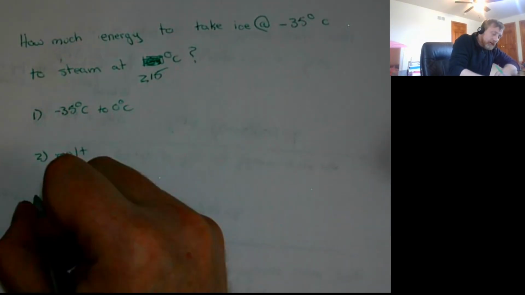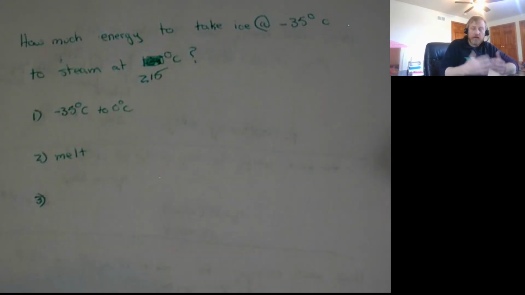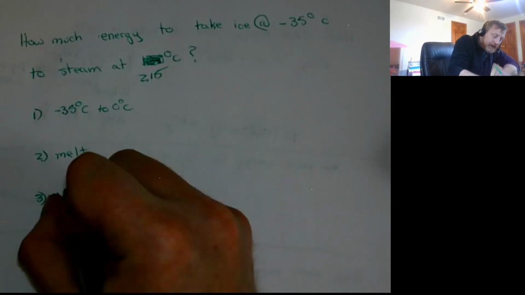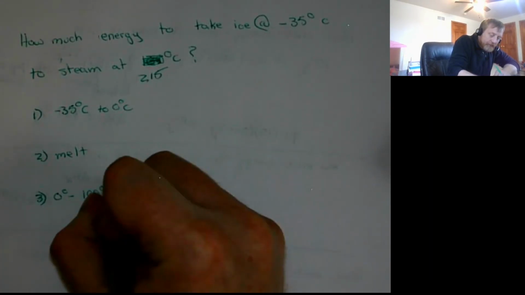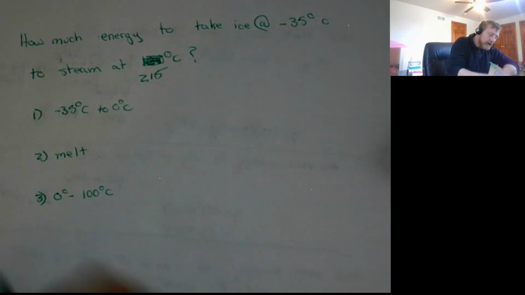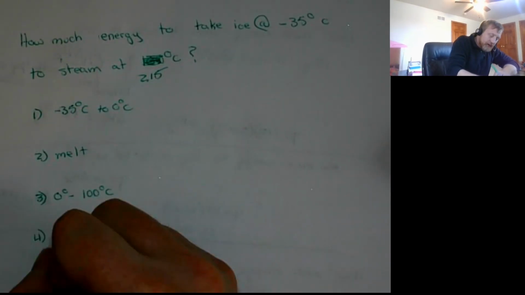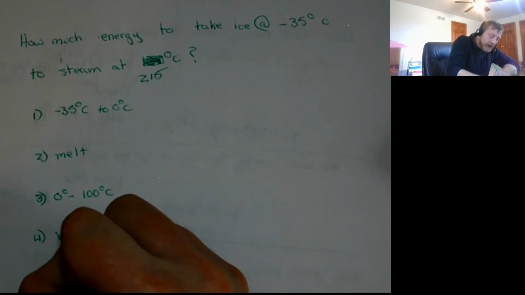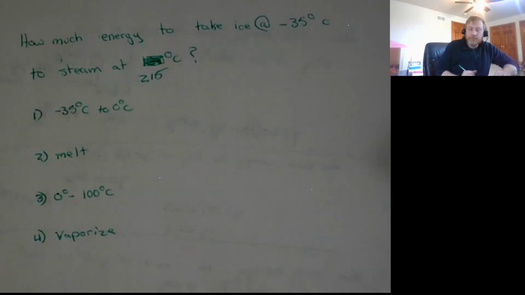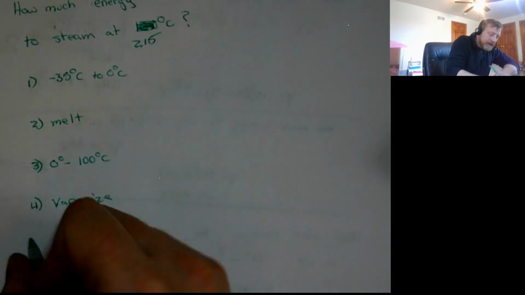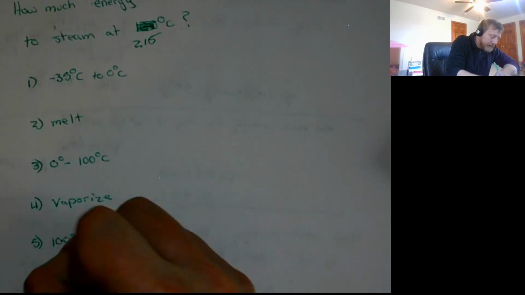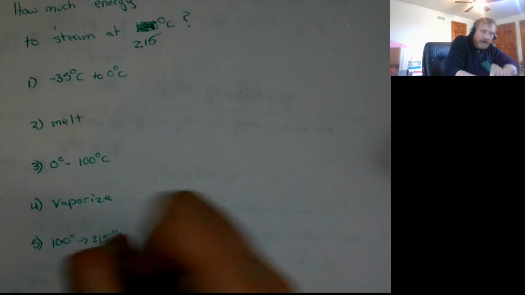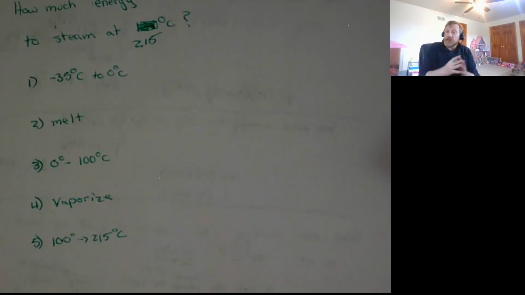And then we need to take that. Now we'll have a puddle of water at 0 degrees Celsius. Now we need to take that liquid water from 0 degrees Celsius to 100 degrees Celsius. After we get it up to 100 degrees Celsius, we can vaporize it. And after we have vaporized it, we can take that steam from 100 degrees Celsius up to 215 degrees Celsius. So one of these problems, this is as hard as this class of problem gets.